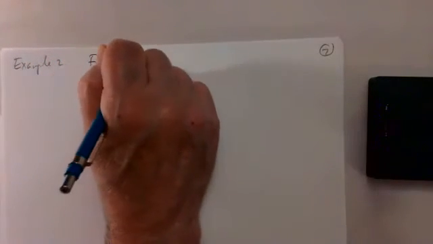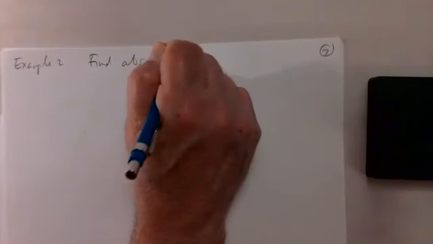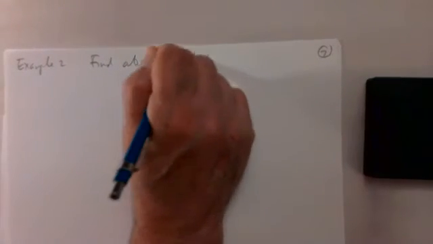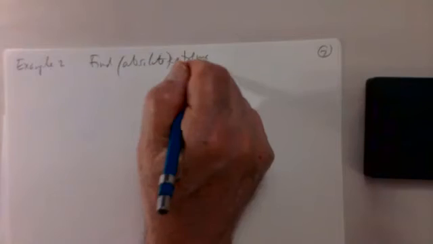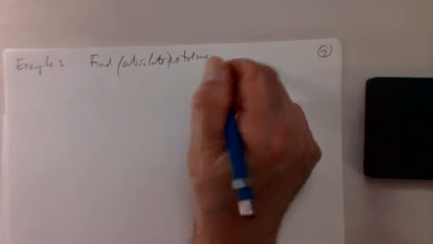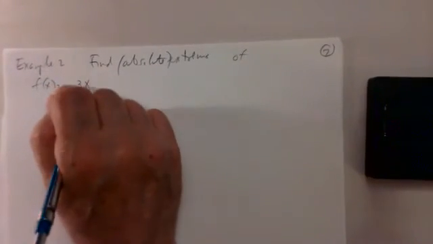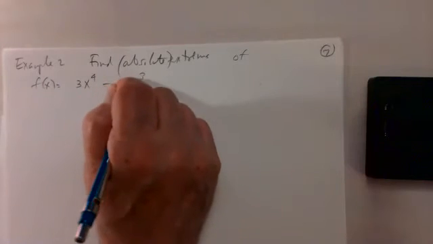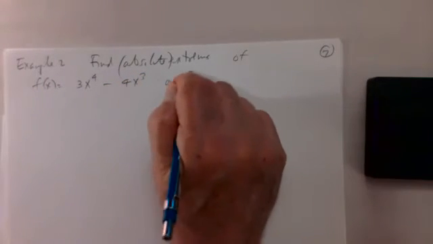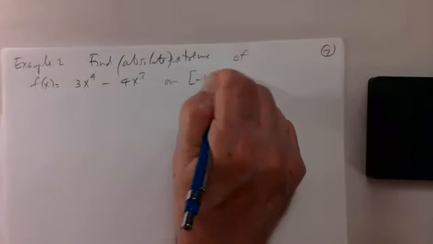Okay, so let's look at examples. So in the text, this is example 2. Find the absolute extrema. The book just says extrema, but when it doesn't say relative extrema, it means absolute extrema of the function f of x equals 3x to the fourth minus 4x cubed on the interval from -1 to 2.